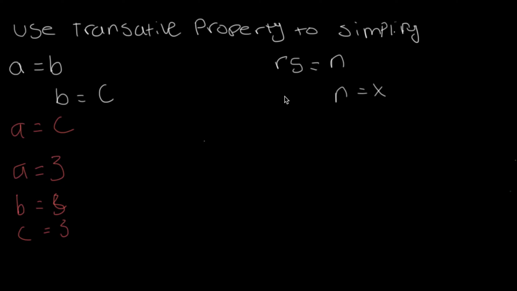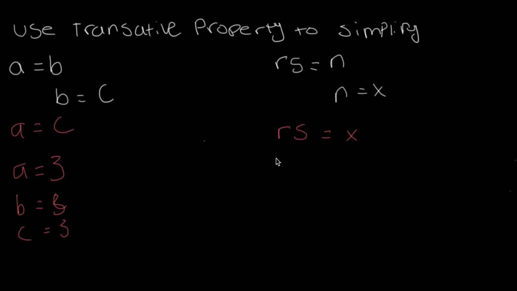Let's use another example. For example, let's say we have R and S. R and S can multiply to any number, add to a number, subtract to a number. In this case, they're multiplying to a number. R times S is equal to N. So if R times S is equal to N and N is equal to X, that would mean that RS is equal to X. Let's use a real number example here.